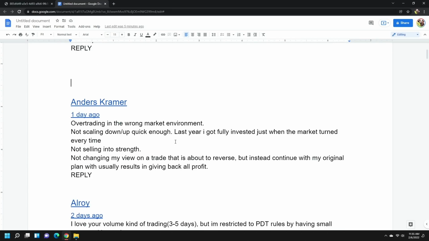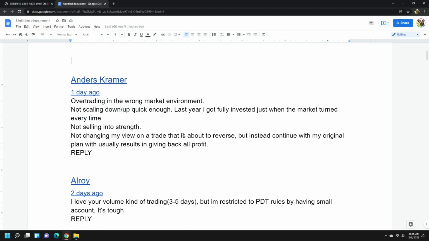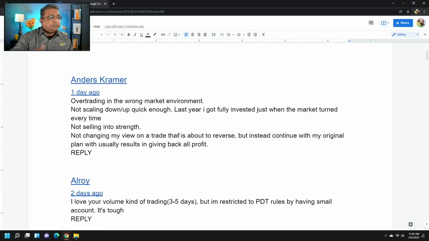So let's look at the second thing. Overtrading in the wrong market environment, not scaling down quick enough. Last year I got fully invested just when the market turned every time, not selling into strength, not changing my view on a trade that is about to reverse, but instead continuing with my original plan, which usually results in giving back all the profits. Now in this particular case, there are a bunch of problems here, and those come from a bunch of skills which you need to develop. Overtrading in the wrong market environment, the solution is obviously very clear: developing situational awareness.